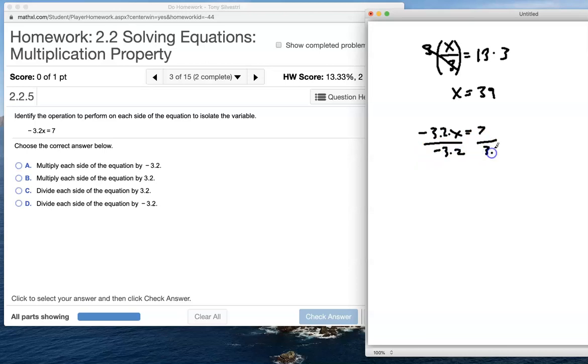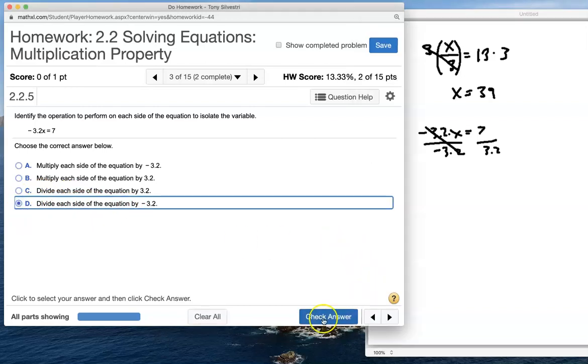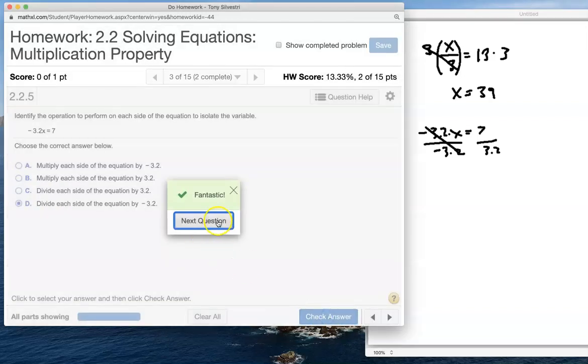And then you do the math. Because then you've got an x by itself, and for the answer, go on your calculator, punch in 7 divided by 3.2, and you'll have your answer. But they don't want the answer. They want us to tell us we want to divide both sides of the equation by -3.2. Fantastic.